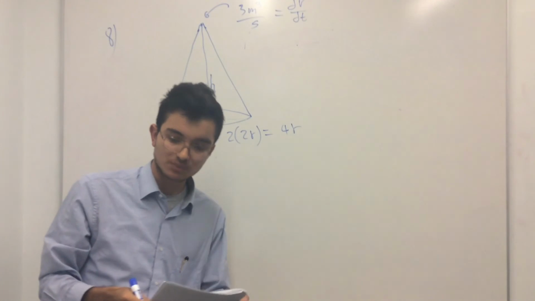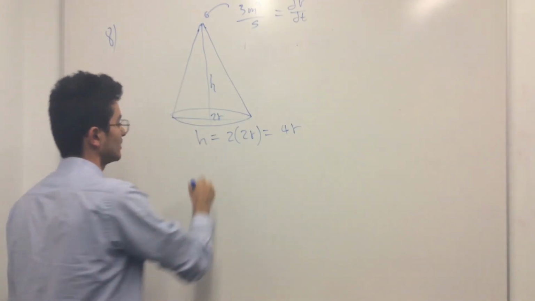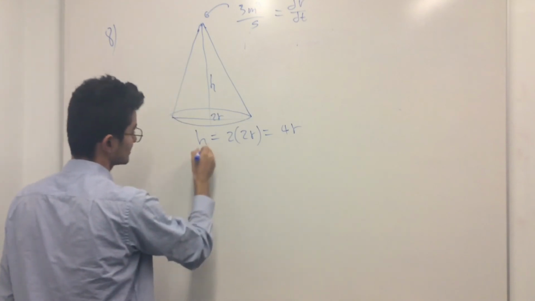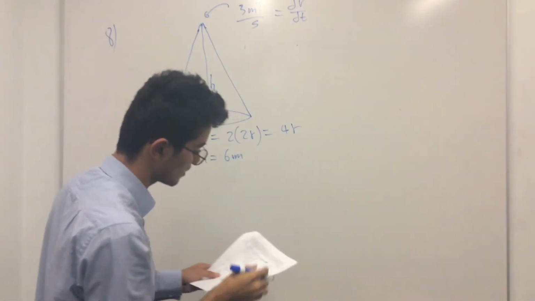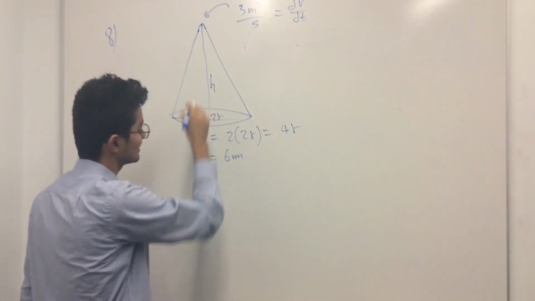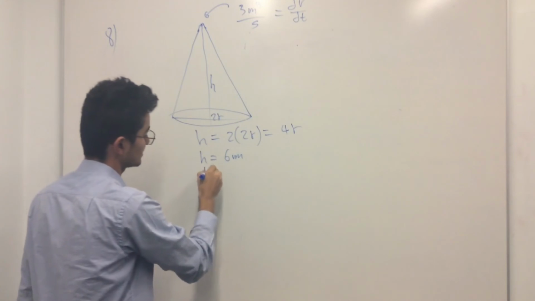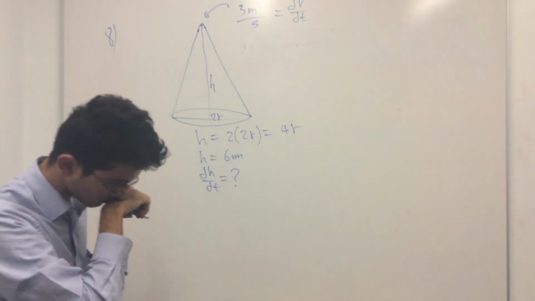And so we're asked, at what rate is the height increasing when the pile is 6 meters high? So at the instant when h equals 6 meters, we want to find, what is the rate at which the height is increasing? So what is dh over dt at that instant?